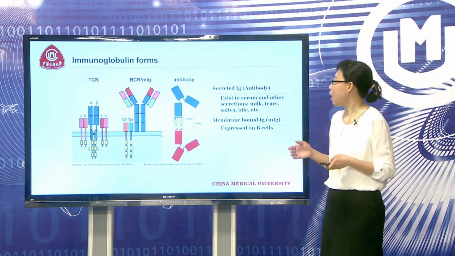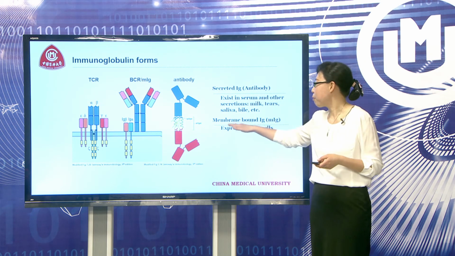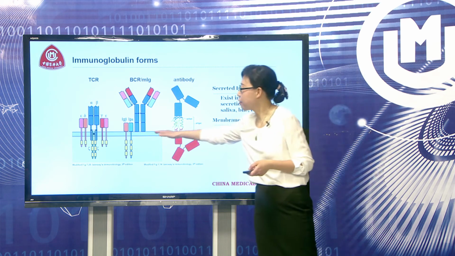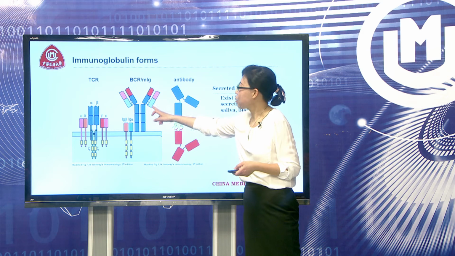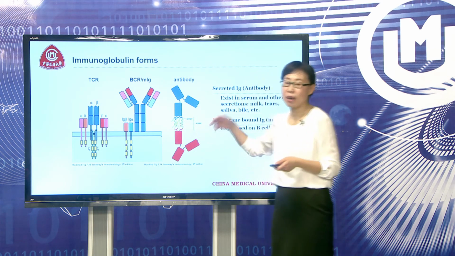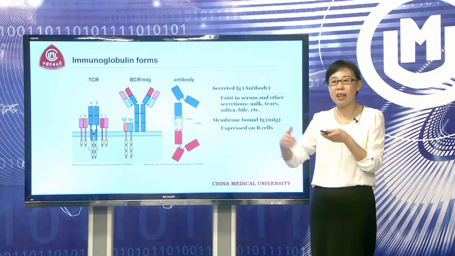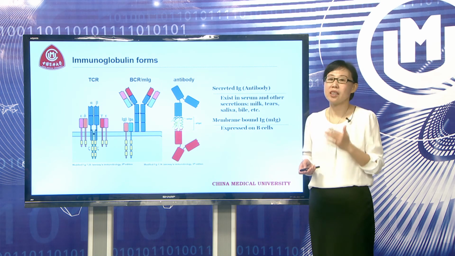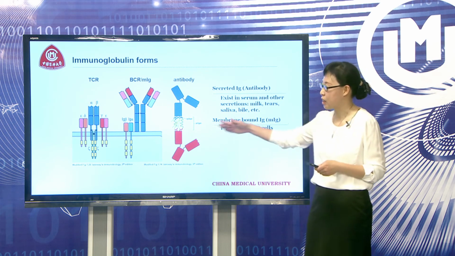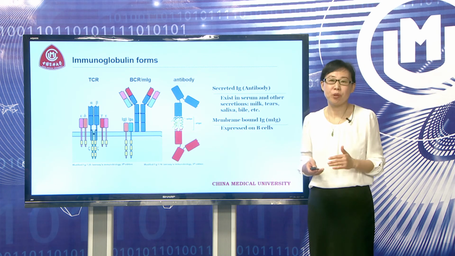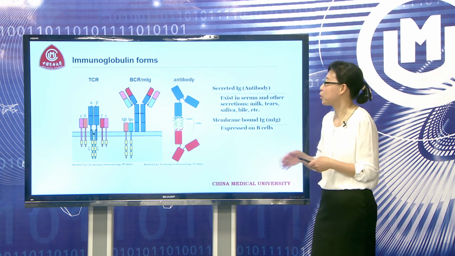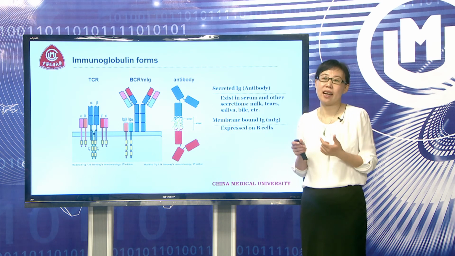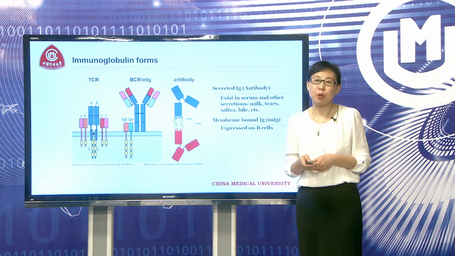And the other form of the immunoglobulin is membrane-bound immunoglobulin. That refers to the B cell receptor, which is expressed on the surface of the B cell. So you can see that this structure is similar to the antibody, but it's expressed on the surface of the cell instead of in soluble form. And in addition, there is another similar structure, which is called TCR, that is T cell receptor, expressed on the T cells. Although the TCR is not an immunoglobulin, its structure is similar to that of the immunoglobulin. Both of them have the antigen binding site, so it belongs to the immunoglobulin superfamily.